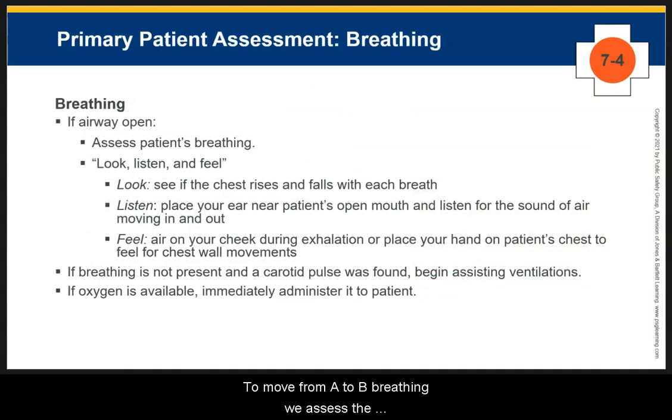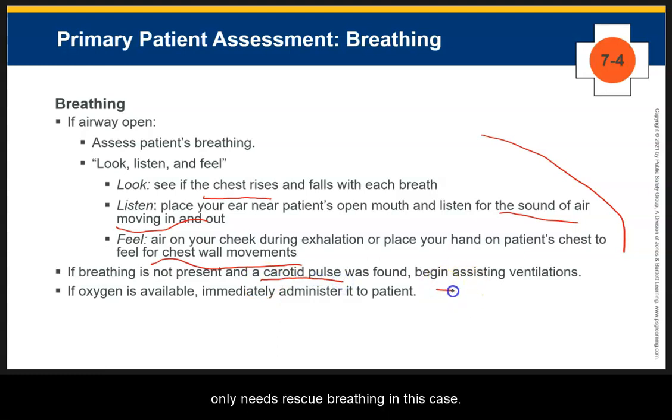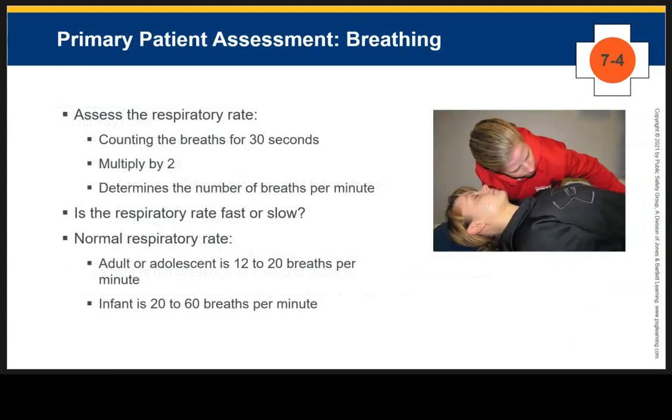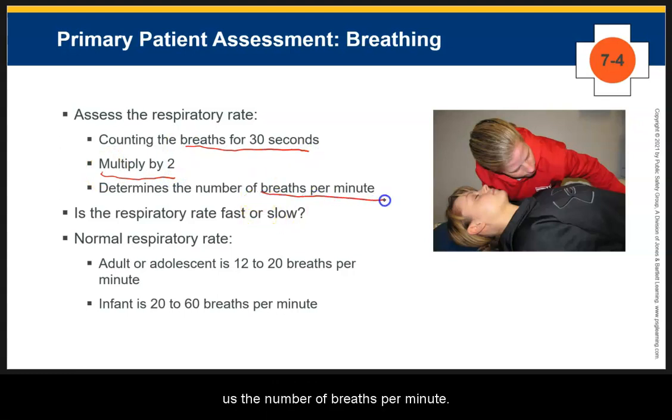To move from A to B, breathing, we assess the patient's breathing by look, listen, and feel. If we see the chest rise, if we hear the sound of air escaping, or if we feel air on our cheek or on our hand as we look for rise and fall of the chest, we know that breathing is there. Now for C, we may assess a carotid pulse. It's possible that someone only needs rescue breathing in this case. To further assess the respiratory rate, we simply count the breaths for 30 seconds and multiply by 2, and this gives us the number of breaths per minute.